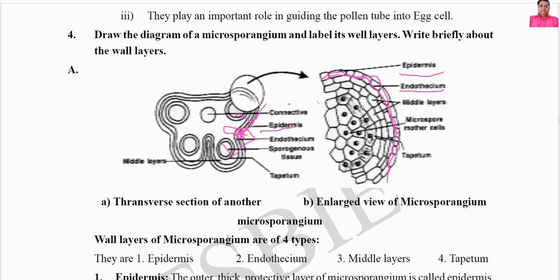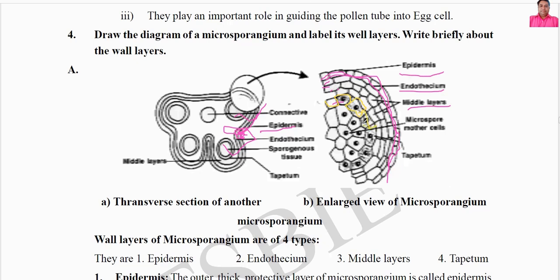And the third one is the middle layers. Usually it is present in 1 to 5 layers. It also helps in the dehiscence of pollen grains. And last, the specialized cells that I am drawing. You can see these yellow colored cells, these are called tapetum cells.